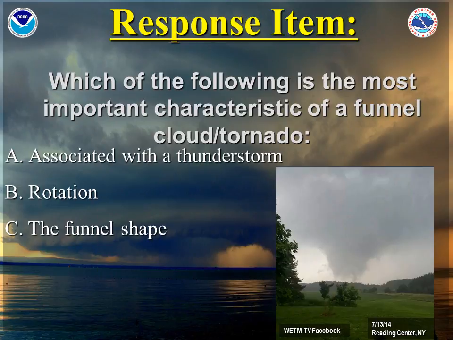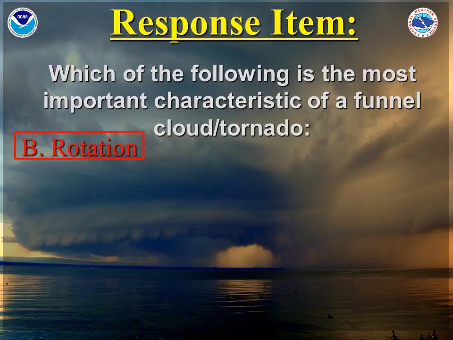Which of the following is the most important characteristic of a funnel cloud or a tornado? A, that it is associated with a thunderstorm, B, that it has rotation, or C, that it is shaped like a funnel. The answer is B, that it rotates. There are many lookalikes in the atmosphere which are not tornadoes or funnel clouds. The key is always to look for rotation.